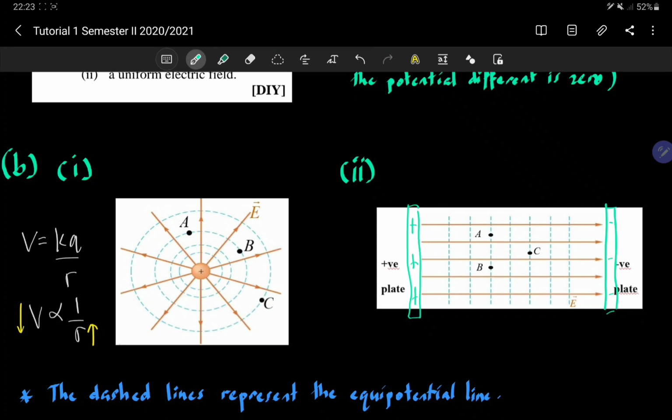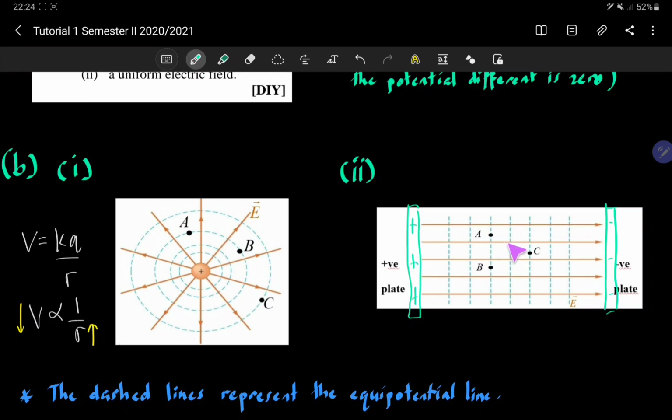So by having a parallel plate, the electric field normally starts from the positive plate towards the negative plate. So this is our E. The orange line here is representing our electric field, which is directed to the right. And then the equipotential lines are represented by our dotted line here. The dotted blue line here represents our equipotential line. Again, all the lines are just parallel to the plate, isn't it?